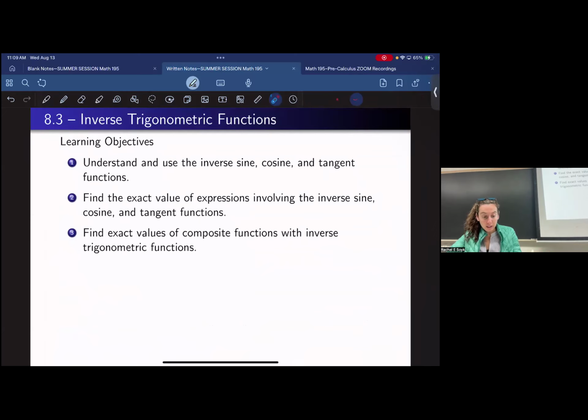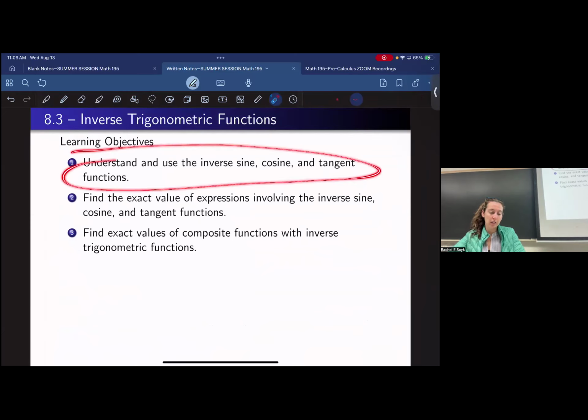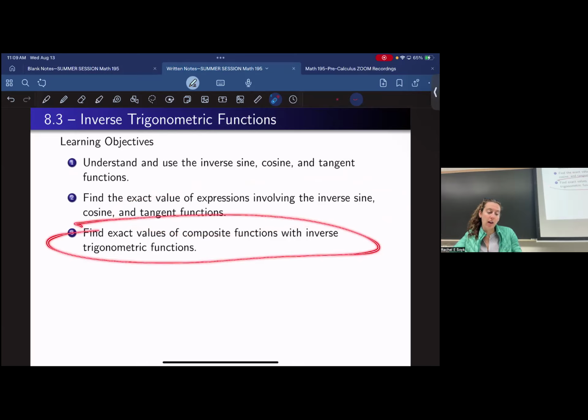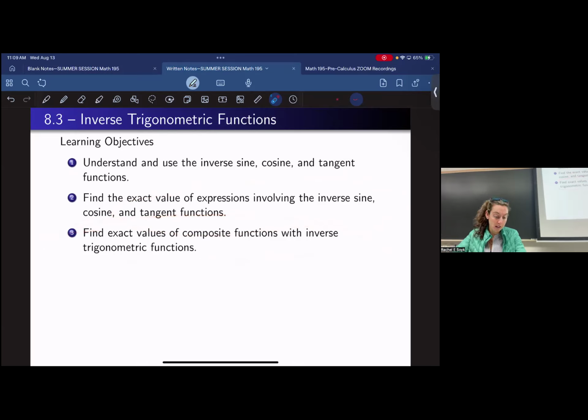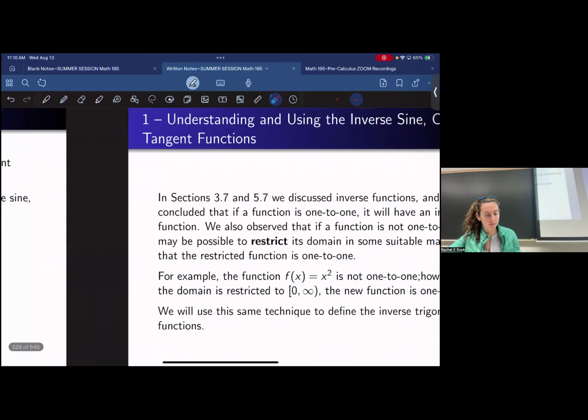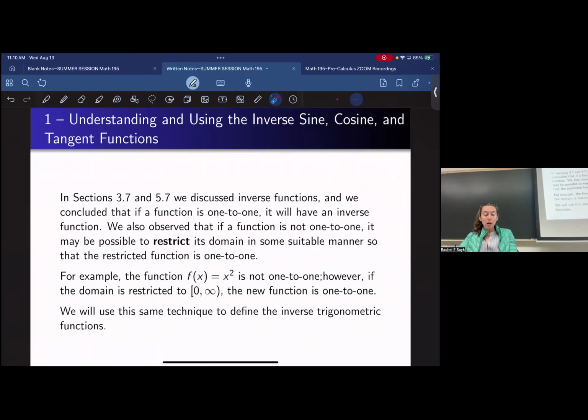So what are our learning objectives for today? We're going to be able to understand our inverse sine, cosine, and tangent functions. We'll find our exact value of these expressions, and then we'll also find exact values of our composite functions with our inverse trig. So understanding and using the inverse sine, cosine, and tangent functions.